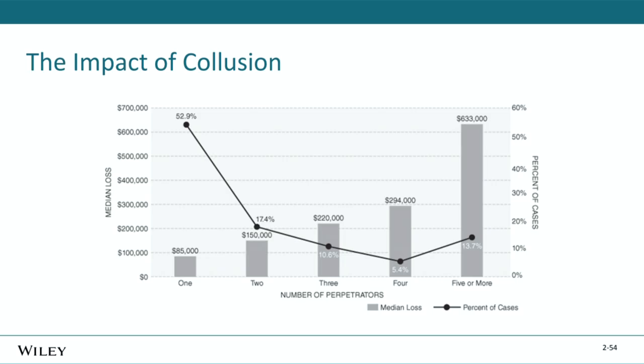Only 5.4% are four people. Now you're almost at 300,000. And then you get five or more, boom, median loss over $500,000, 633,000. Wow. Okay.